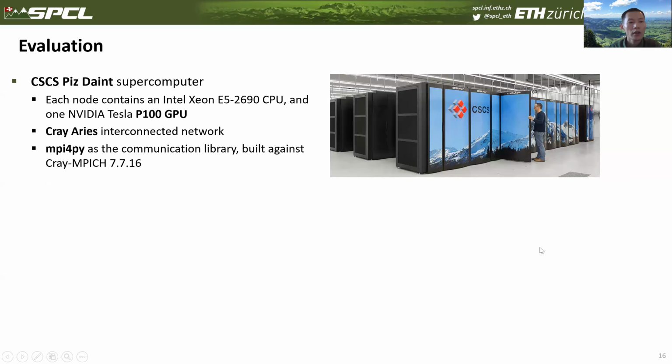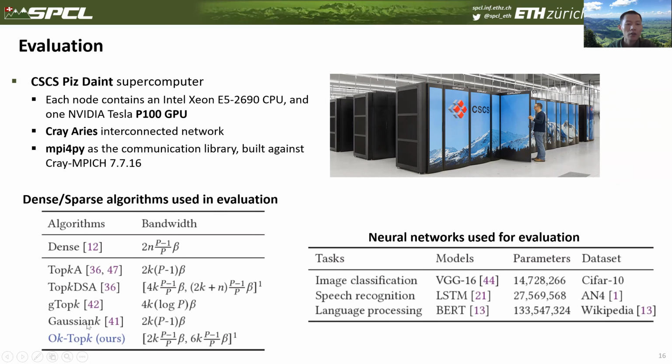At last, we evaluate the performance on the Piz Daint supercomputer. Each compute node of Piz Daint has one P100 GPU, and the compute nodes are connected by a Cray Aries network. We use mpi4py as the communication library. And we compare the performance of Ok-Topk with the previously discussed dense and sparse Allreduce algorithms. We use 3 neural networks for evaluation: VGG, LSTM, and BERT.